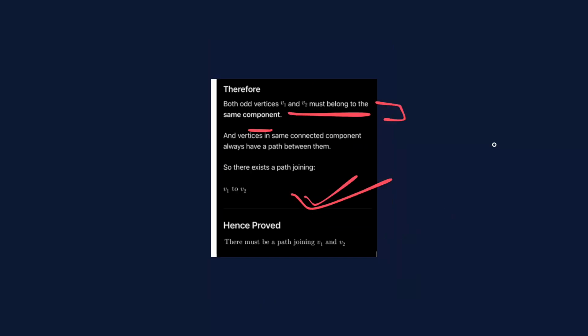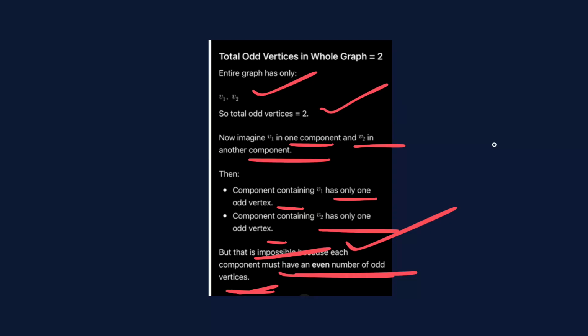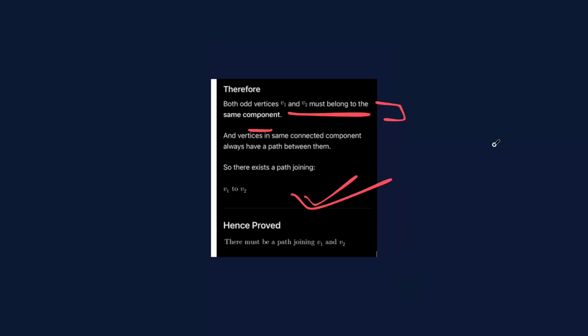If you are putting V1 in one component and V2 in another component, the component with V1 would have only one odd degree vertex, and the component with V2 would have only one odd degree vertex, which is not possible. So therefore V1 and V2 should be present in one of the components itself. So this is how we are proving this theorem.